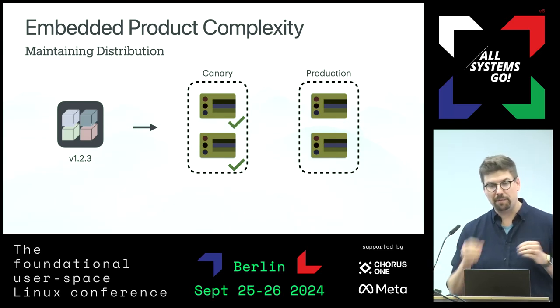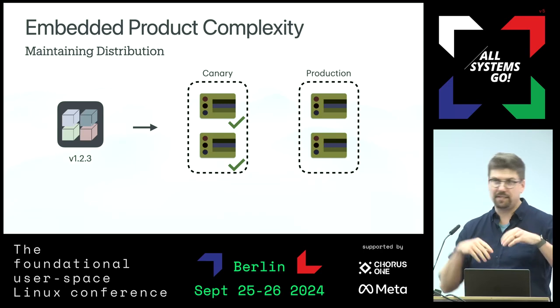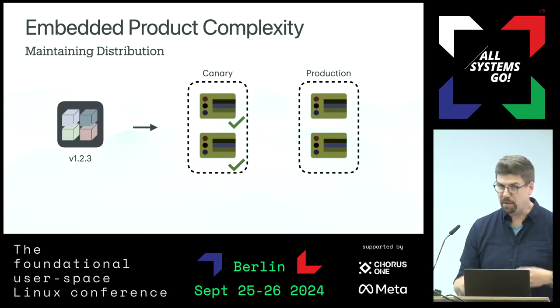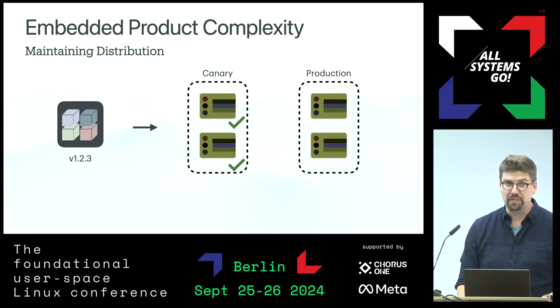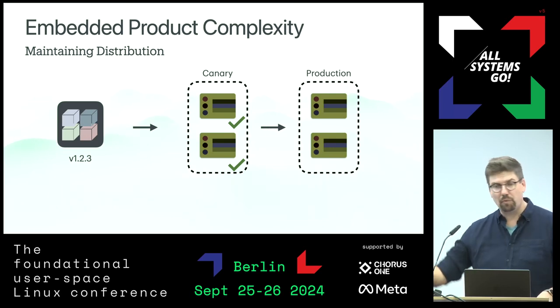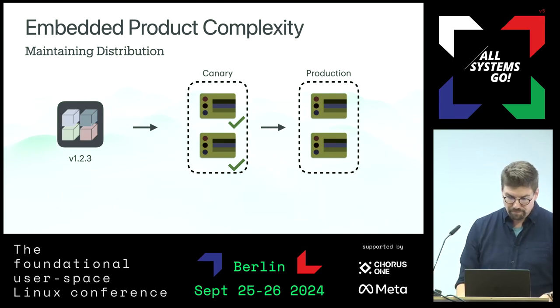We need to be able to say, let me take these pieces here and make them like, say, a canary device. These might be ones that are within close proximity to you so that you can intervene if something goes wrong. And if those pass, well, then let's just roll it out to the rest of the fleet.